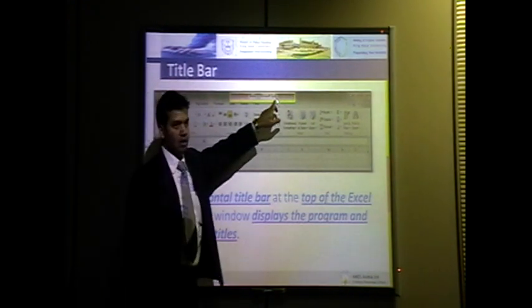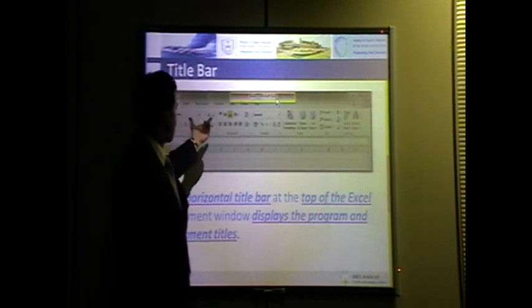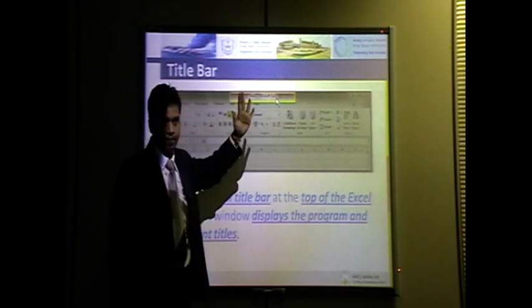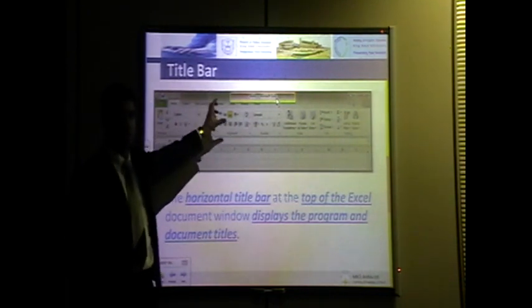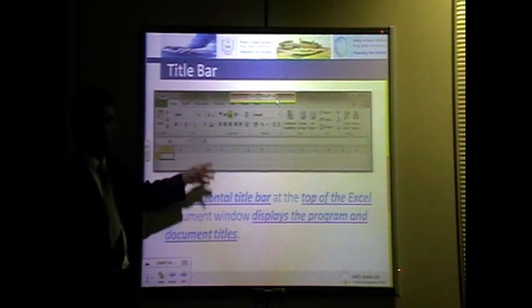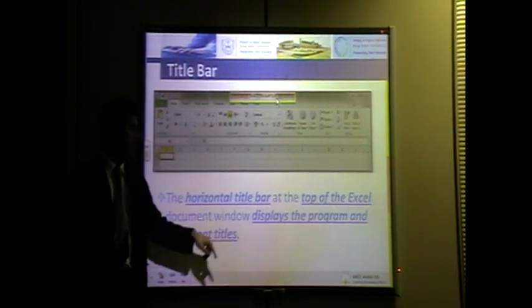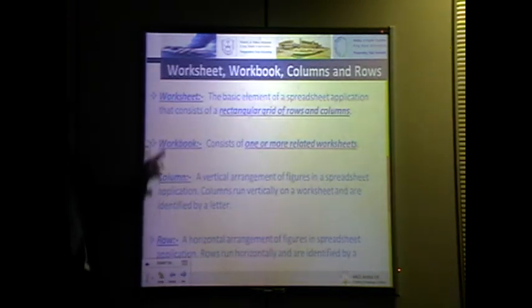This is the title bar. If you save this file, the name of the file will appear here. Right now the name is Book 1. If you save the file, the name of the file will appear. The title bar is a horizontal bar in the window that displays the program and document titles. What I explained, the same thing is written here.